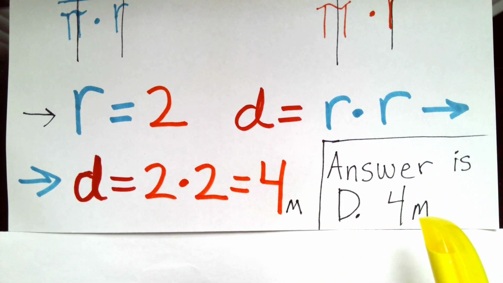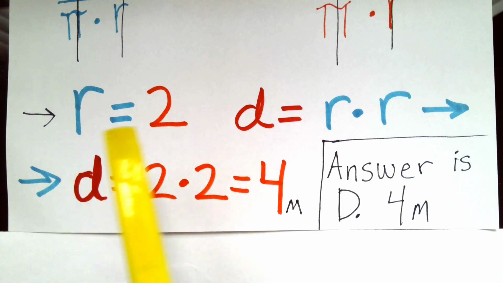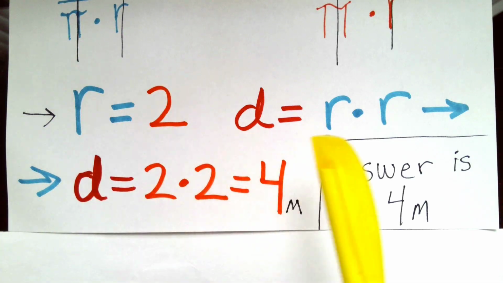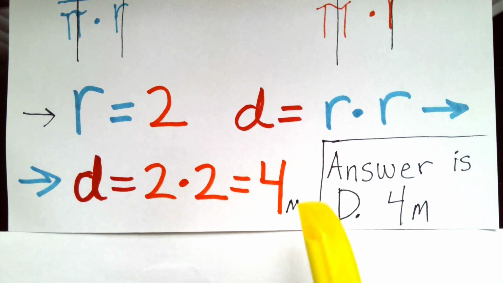The answer is D. The answer is D. So again, in order to find the diameter, you multiply the radius times itself. 2 times 2 equals 4.